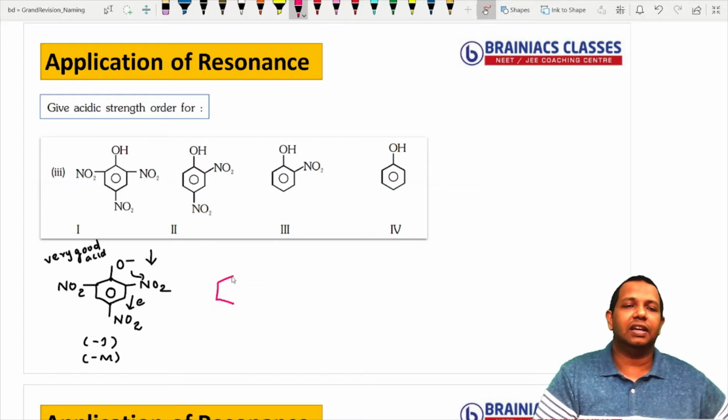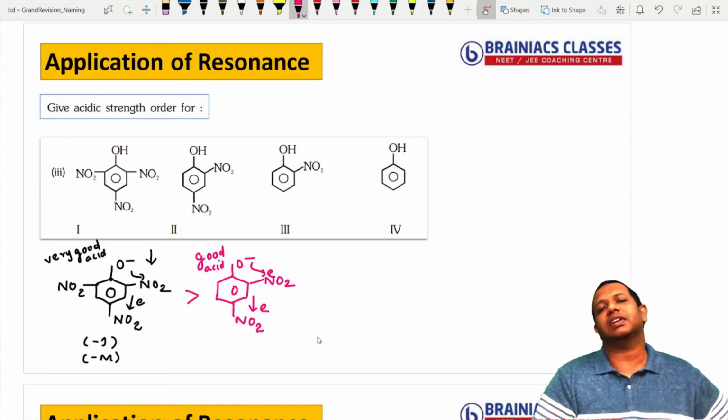You can easily say here also I am donating the H plus, and you have O minus. You have NO2 at ortho position and another NO2 at para position. Now here I can say there are only two NO2 groups which will be attracting the electron in their direction. So this is decreasing the negative charge much less than the previous one. So we can say it is a good acid. But which one will be far better? The first one is stronger than the second one.